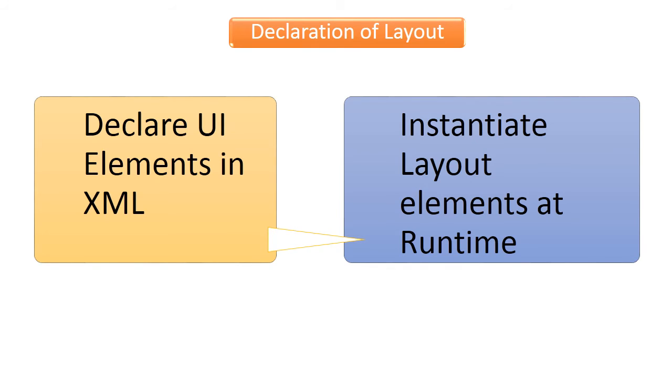You can declare a layout in two ways. The first one is to declare UI elements in XML. Android provides a straightforward XML vocabulary that corresponds to the view classes and subclasses, such as those for widgets and layouts. And the second one is to instantiate layout elements at runtime. Your app can create view and view group objects and manipulate their properties.